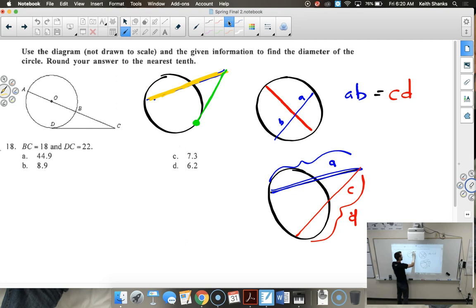So this one, you're going to do something similar to what we did over there. We'll call it X here, Y here. And then this one is Z. So you're going to do Z squared equals X times Y.